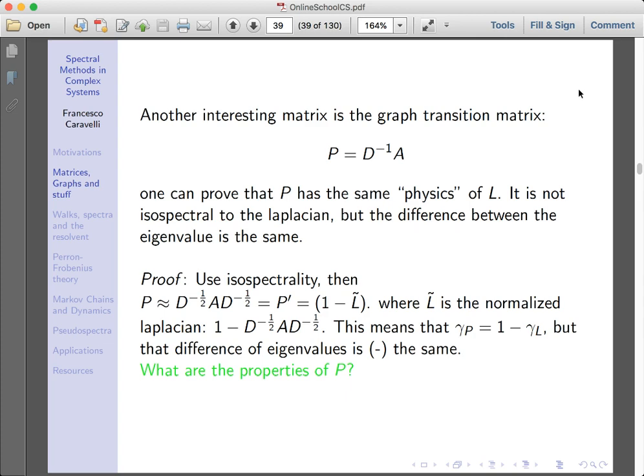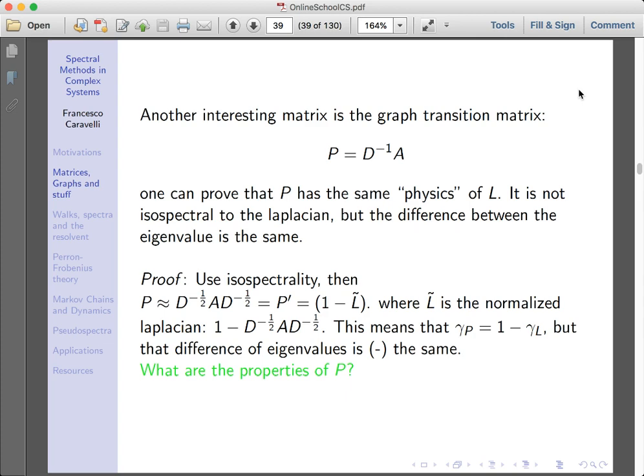So how do you define the transition matrix? If you define the transition matrix as D minus 1 A, basically this is going to be a Markov chain, meaning that the sum of P over the rows is going to be equal to 1. Okay. Despite the fact that this matrix is normalized, the physics is basically contained. It's the same as the one given by the Laplacian.